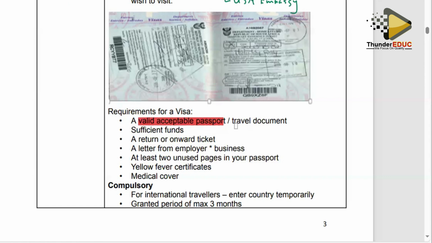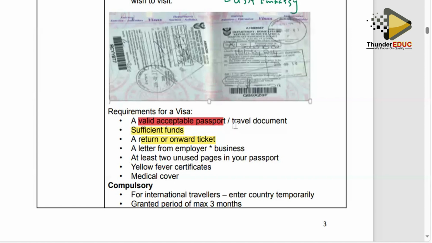Then, in order for you to be granted a visa, you must have sufficient funds. You must have proof of funds to show that you won't become a burden to the country which you are visiting. You must show that you have sufficient funds. In addition to that, you must have a return or onward ticket. This is a ticket which shows that you intend to travel back to your country of origin. You have visited a foreign country on business, for work, or for tourism, but you have a return ticket which shows that you want to return back to your country of origin.